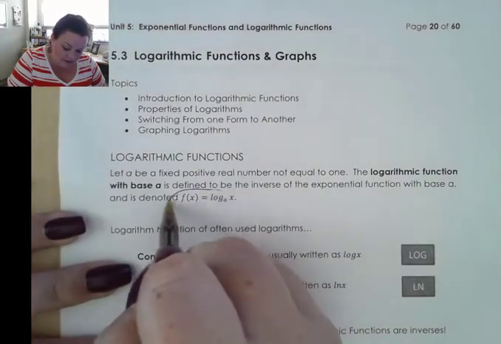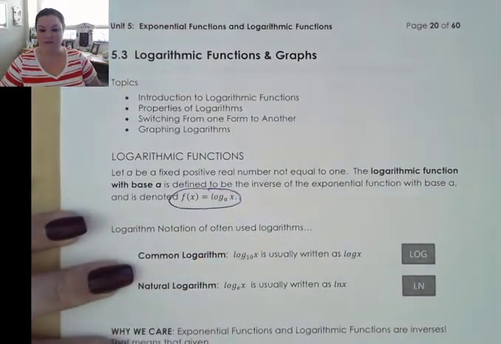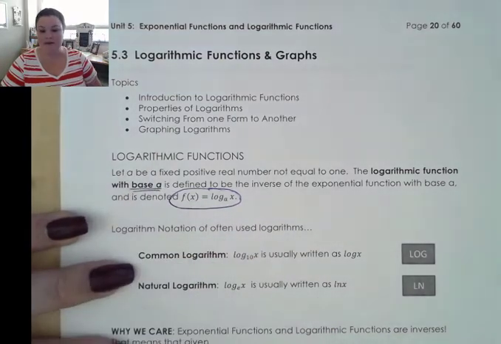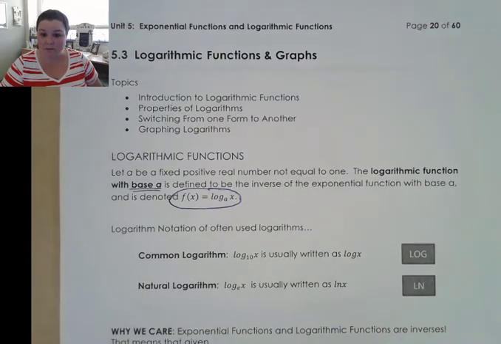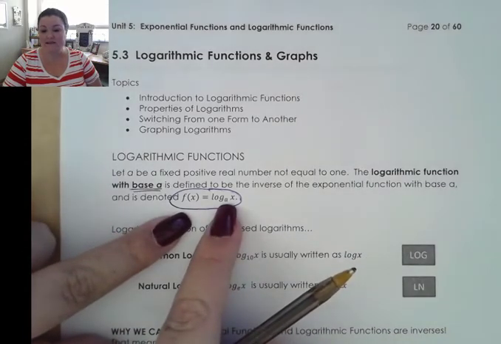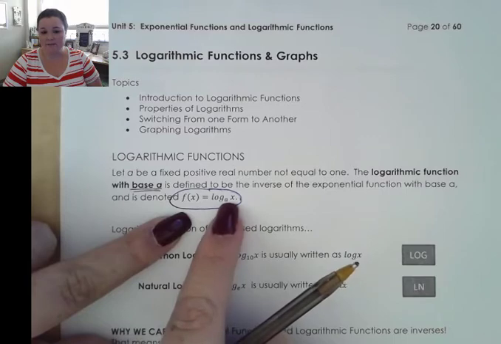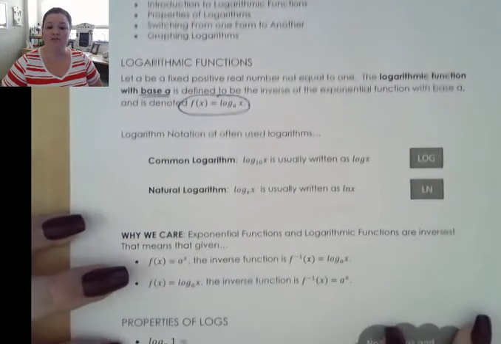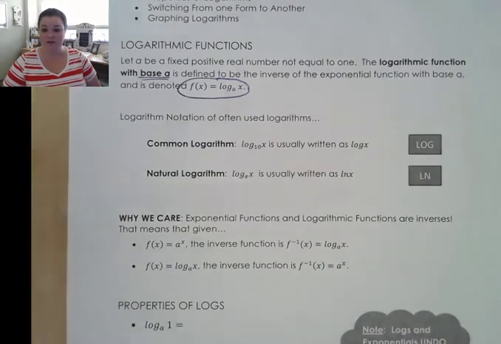Logarithmic functions look like this. F of x is equal to log base a of x. Now, this is specifically base a, where a is a positive number not equal to 1. Very similar to exponential, right? So your graph is going to vary depending on what that little base number is. Okay, there's two very common logs that we use.